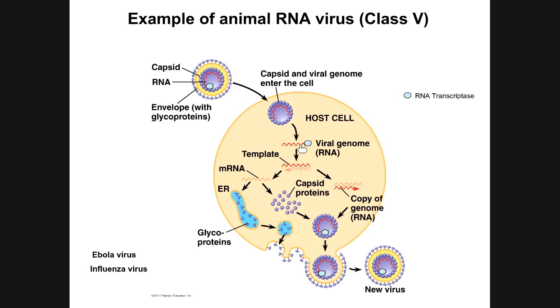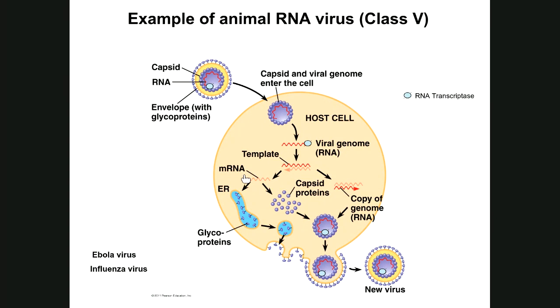It will use that viral single-stranded RNA as a template to synthesize more RNA, or to replicate that viral RNA. Except when it replicates that viral RNA, synthesizing a complementary strand, notice what happens. We end up with mRNA.